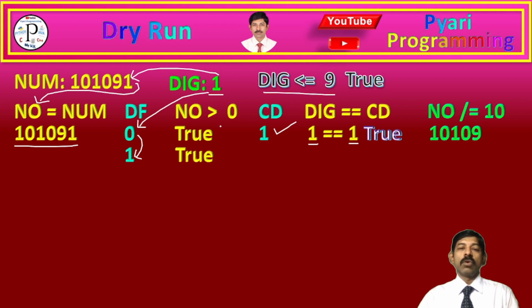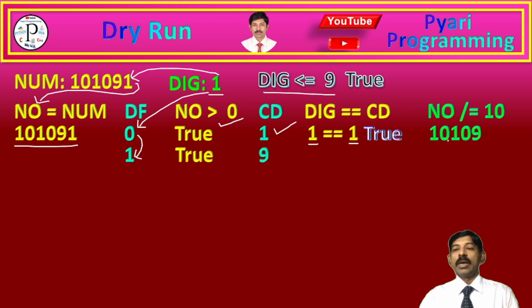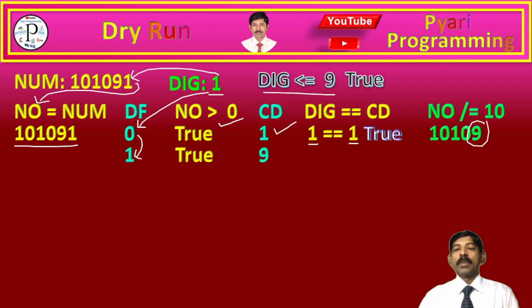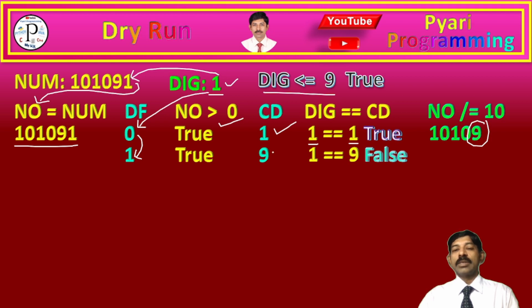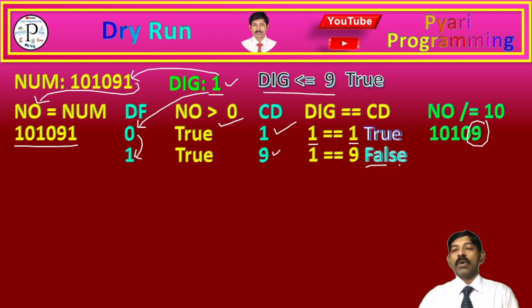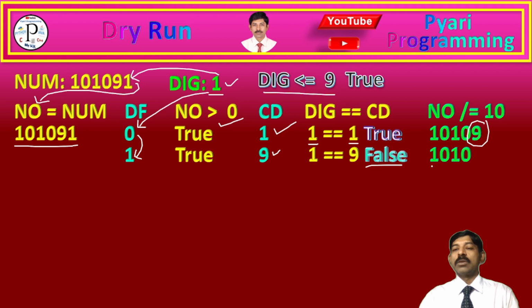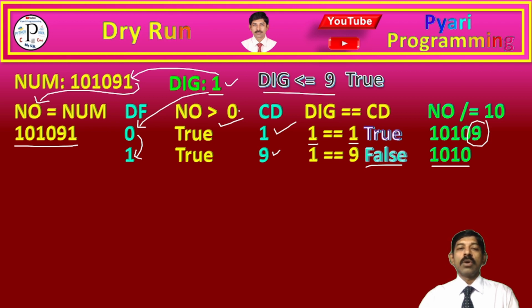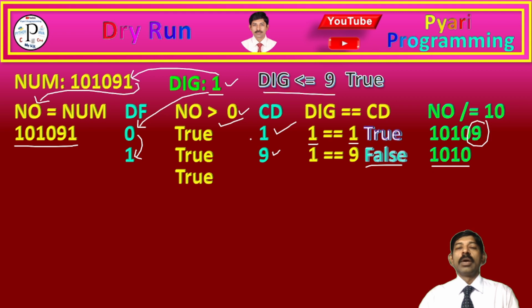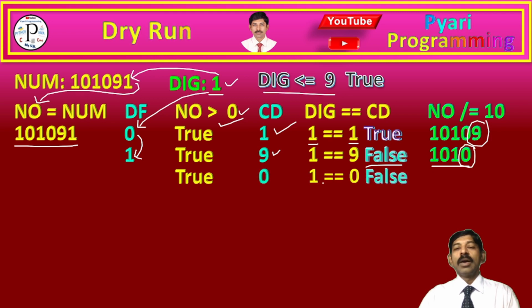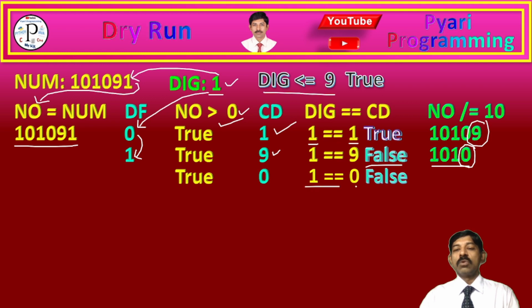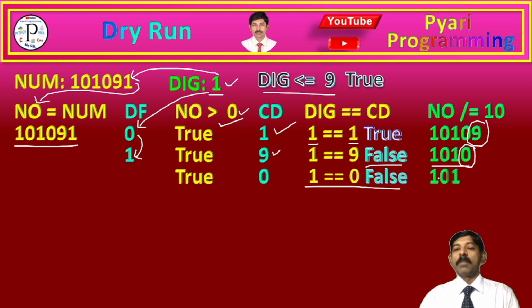10109 is greater than 0, which is true. Extract the current digit. Current digit is 9. Now dig is 1. 1 is equal to current digit 9, which is not equal. False. Reduce the number. 1010. 1010 is greater than 0, true. Current digit is 0, dig is 1, current digit is 0, 1 is equal to 0, false. Reduce the number, I got 101, which is greater than 0, true.